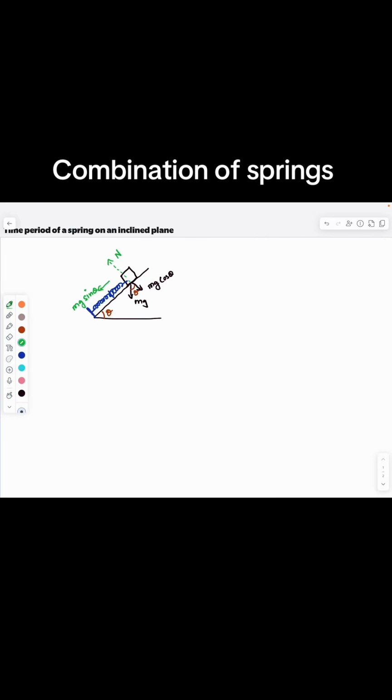Combination of springs on an inclined plane. Now remember this diagram from the inclined plane which we learned long time ago. But it's exactly the same. Mg sine theta will be balanced by the normal reaction. The only force acting along the incline is mg sine theta acting downwards.